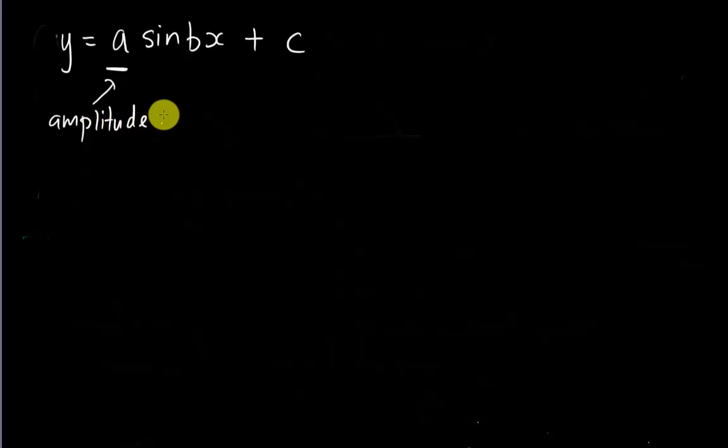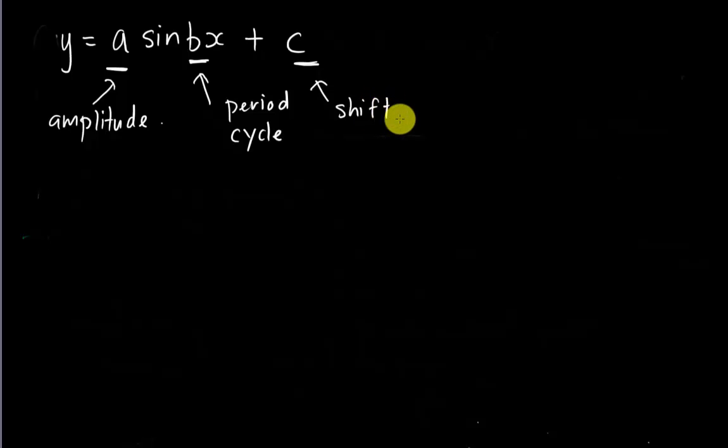Alright, and then this one is something to do with the period, and it represents how many cycles it will have in one cycle. And then the last one, c plus a certain number, you know this one basically is how many units the graph is going to shift. It can be positive, it can be negative.